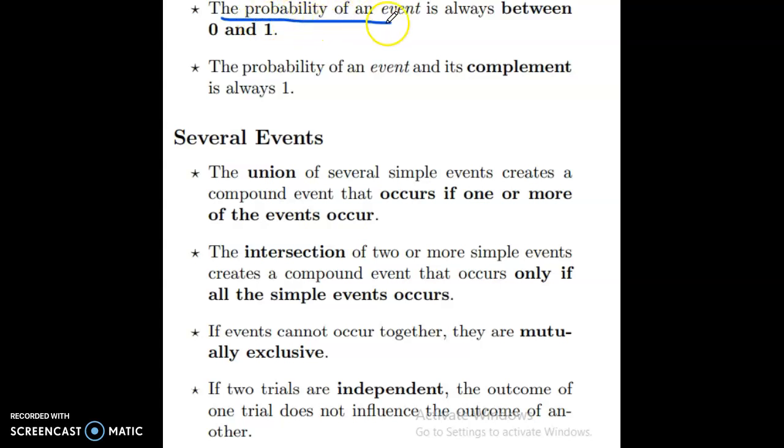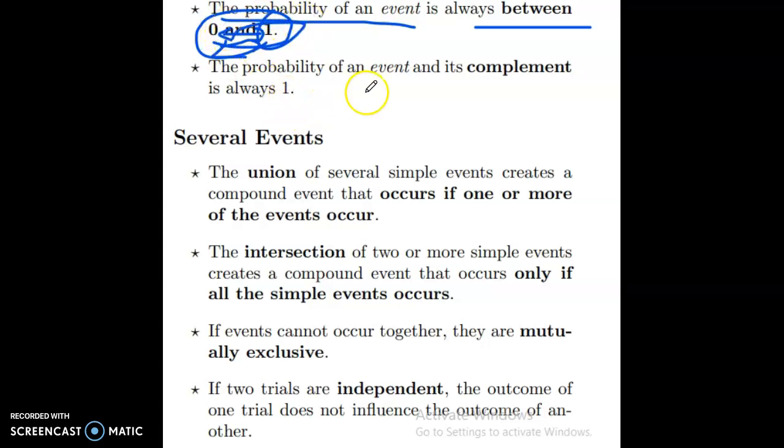The probability of an event is always between 0 and 1. 0 is the minimum and 1 is the maximum. So the probability of an event and its complement is always 1.